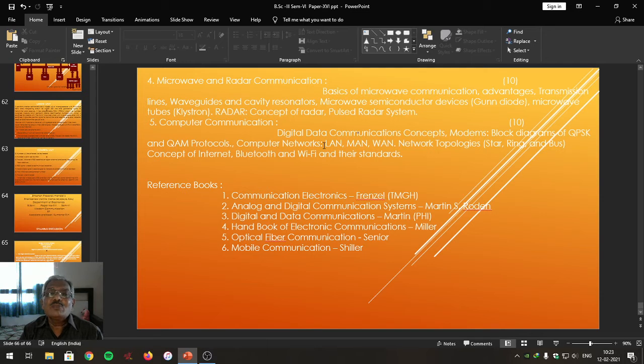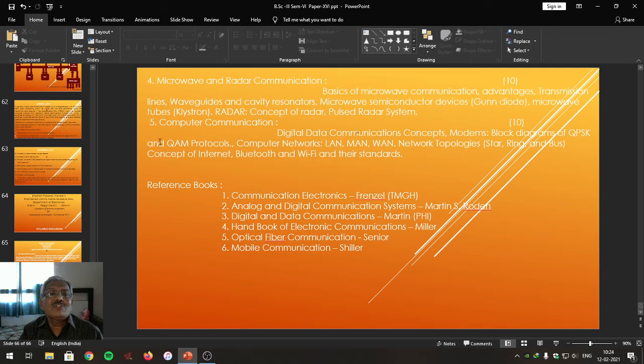Means how one computer is going to be connected with another computer so as to form a network, especially local area network, that is a LAN, metropolitan area network, that is a MAN, and wide area network, that is WAN. After that, we are going to cover the network topologies, means how the LAN gets formed, by using the star topology, the ring topology, and also the bus topology.